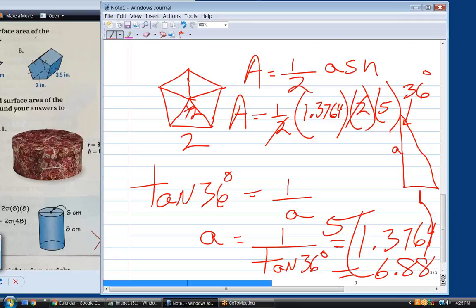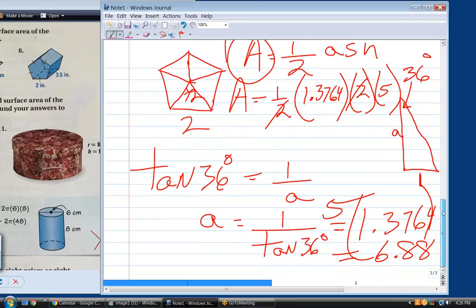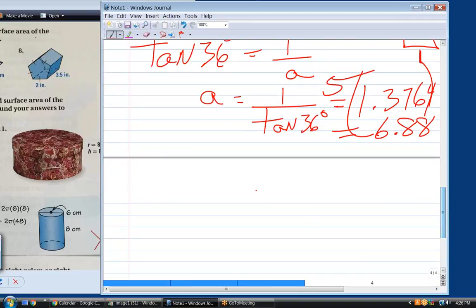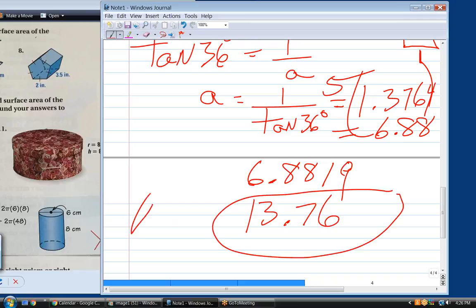And even that I can't really round off yet, because I have to multiply that by 2. I have this front pentagon and I have the back pentagon. So that's the area of 1 pentagon, so I really need to multiply it by 2. Well, we'll see if that matters. In this case, it doesn't matter, because what I got was 6.8819. And now, if I multiply that by 2, I get 13.76. That is the area of 2 pentagons.